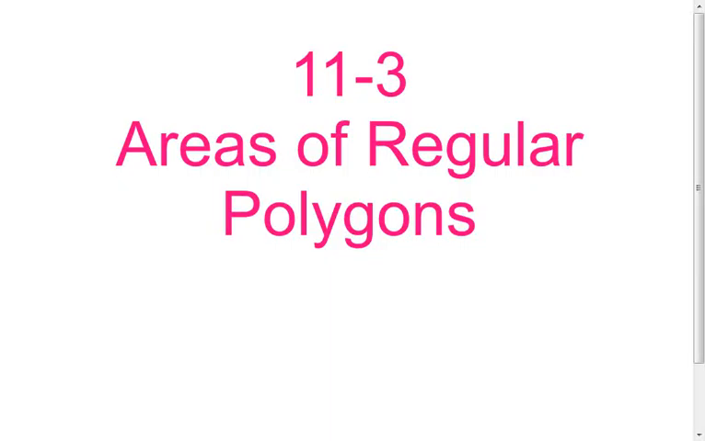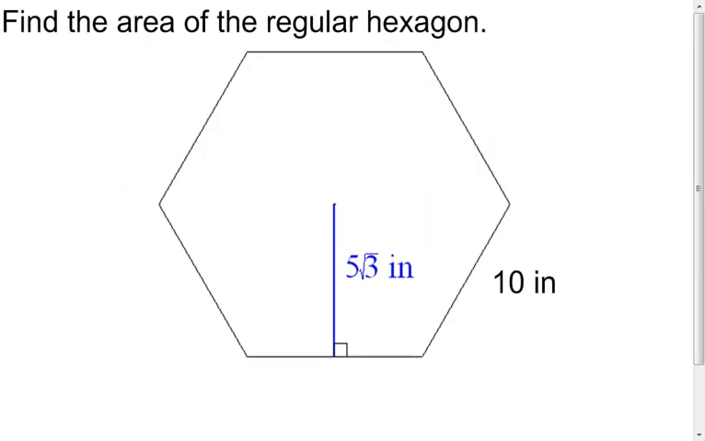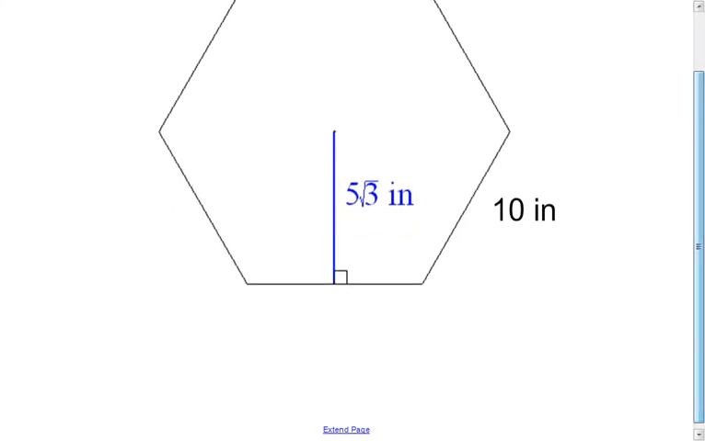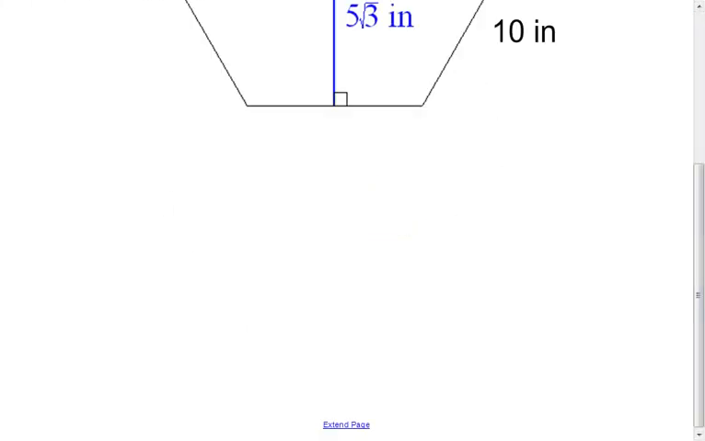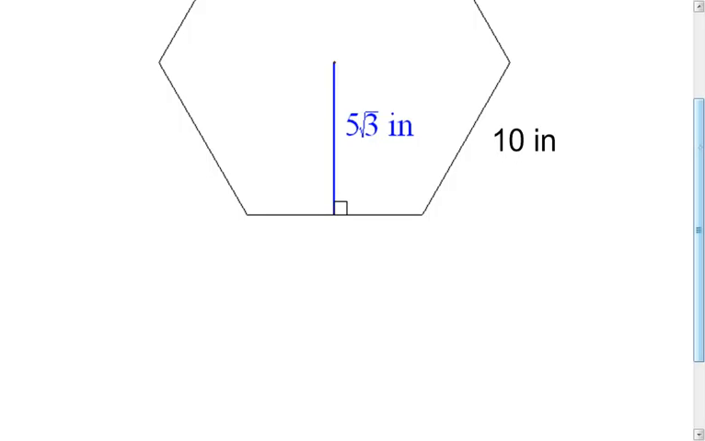Here I'm going to look at 3 examples dealing with the areas of regular polygons. The first one gives you a hexagon, and I'm telling you that it's regular. Notice that in the directions. And we want to find the area of it. So the first thing I do is think back to how do I find the area of a regular polygon? Well, area equals 1/2 times the length of the apothem times the perimeter.